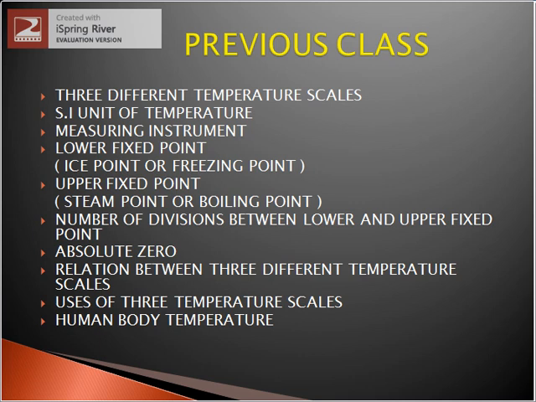We also studied the relationship between the three different temperature scales, Celsius, Fahrenheit and Kelvin. The relationship between Celsius and Fahrenheit is C divided by 5 equals F minus 32 whole divided by 9. And the relationship between Celsius and Kelvin is T Kelvin equals T degree Celsius plus 273.